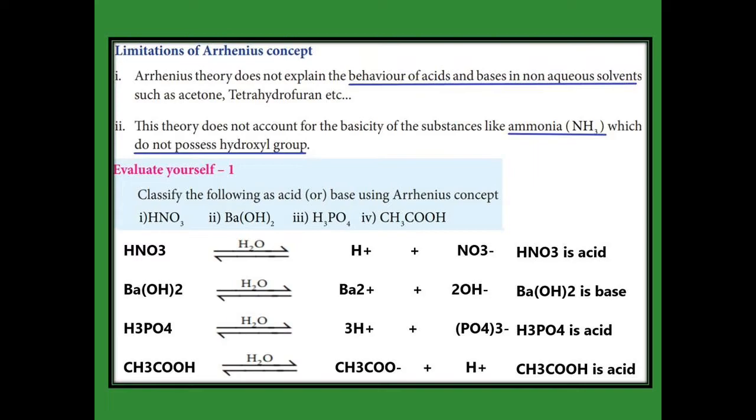Now, evaluate one: nitric acid. Nitric acid in water gives 1 H plus, so it is an acid based on the Arrhenius concept. And Ba(OH)2 in water gives 2 OH minus, 2 hydroxyl ions, so it is a base. And H3PO4 in water gives 3 H plus, so it is an acid. And CH3COOH also gives 1 H plus in water, so it is an acid.